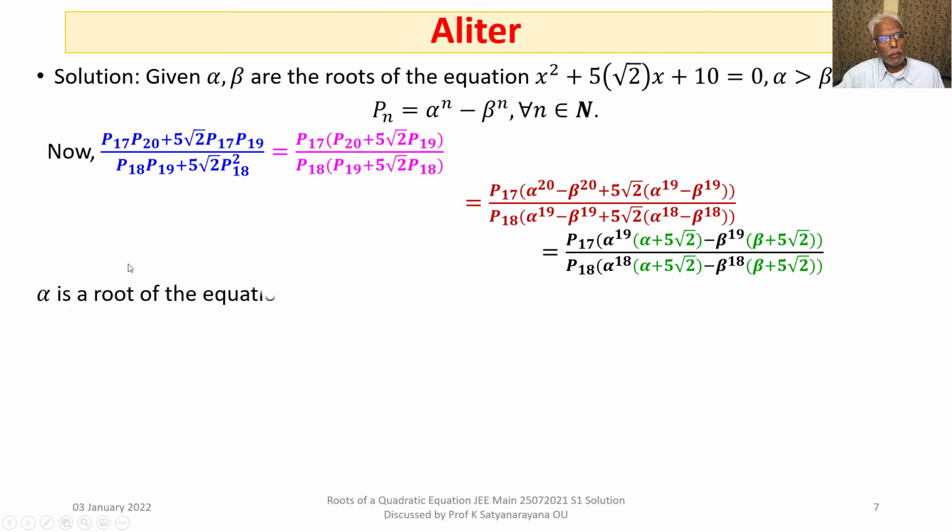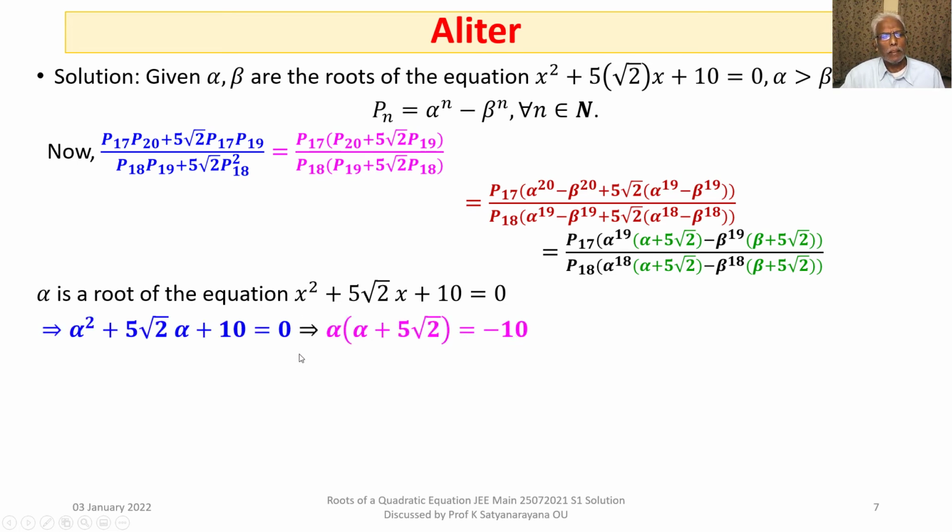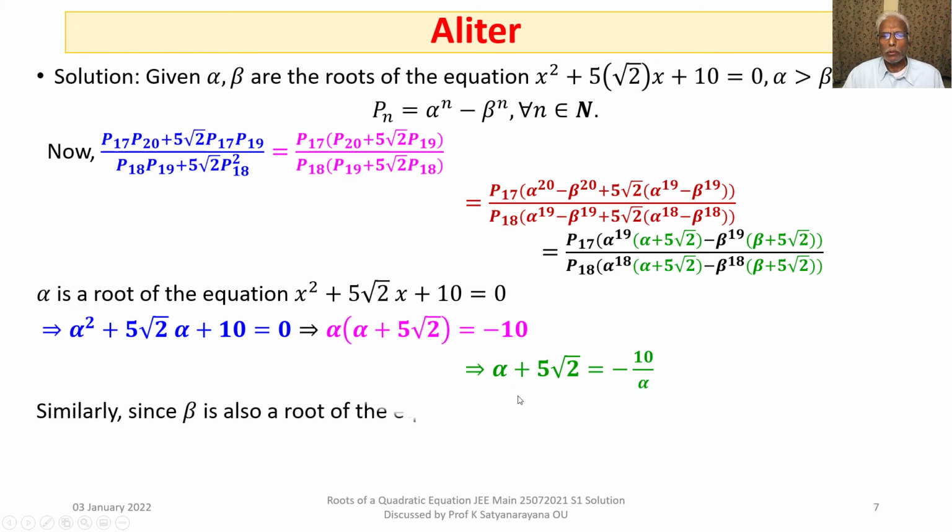Now we go and see alpha is a root of this equation, and alpha satisfies this equation: alpha square plus 5 root 2 alpha plus 10 is equal to 0. Alpha times alpha plus 5 root 2 is equal to minus 10. Therefore alpha plus 5 root 2 is minus 10 by alpha. No worries, alpha is sitting in the denominator; alpha not equal to 0 we have already noted. Similarly for beta also you will get a similar expression, beta plus 5 root 2 is equal to minus 10 by beta, and go back and substitute in the above.